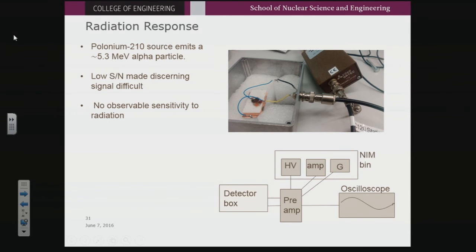Unfortunately, the low signal-to-noise ratio made discerning signal very difficult. So there was no observable sensitivity to radiation. And this is the mock-up of the electronic setup, which I actually brought with me today. And this is a cartoon of the experimental setup that we did the testing with.